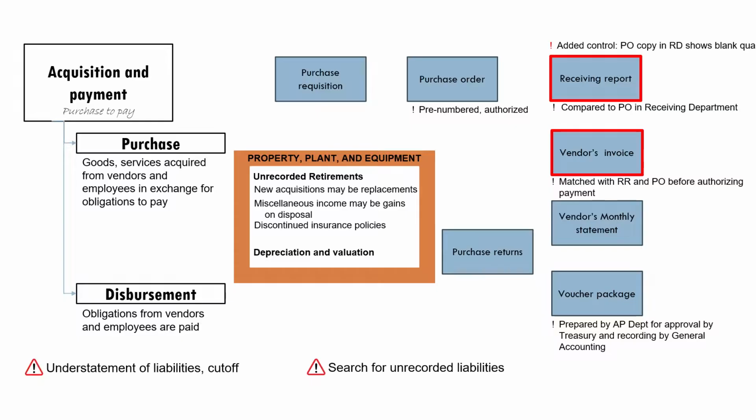Or if you notice, for example, changes in the arrangement or the assembly line, maybe they have transitioned from manual to digital. Another might be that you randomly select from the PPE master file and then locate the asset itself to determine if it is still there. These and many more are just some of the procedures of the auditor to test for unrecorded retirements.